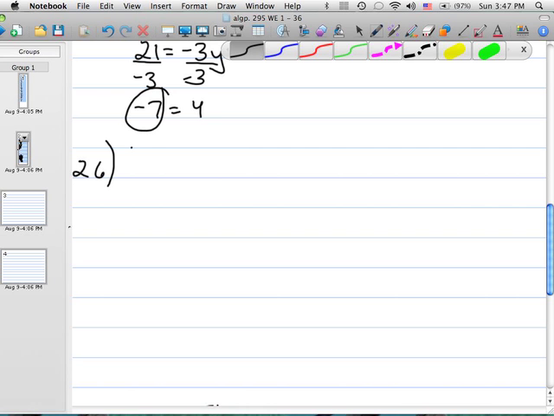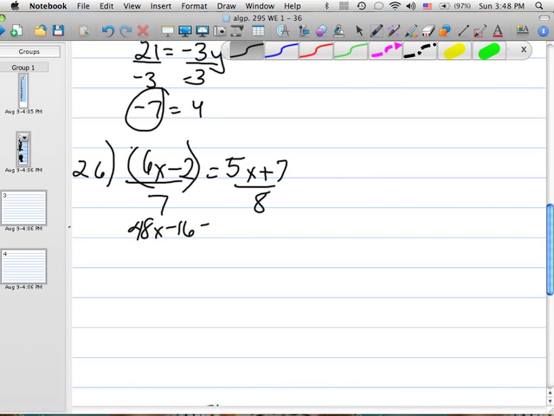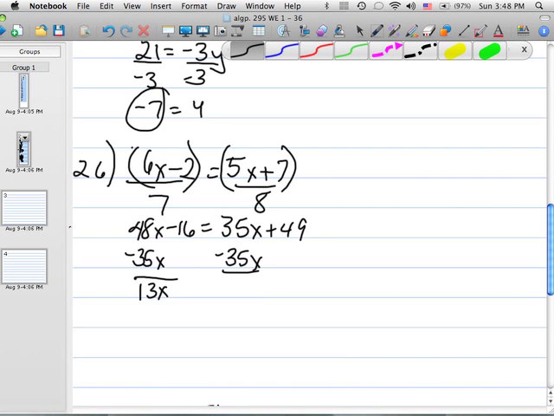Okay, putting 26 up here. 6x minus 2 over 7 equals 5x plus 7 over 8. Cross products, so we get 48x minus 16 equals 35x plus 49. Getting the x's on one side, I'm going to subtract 35x. So it gives me 13x minus 16 equals 49. Add the 16. 13x equals 65, divide by 13, and x equals 5.